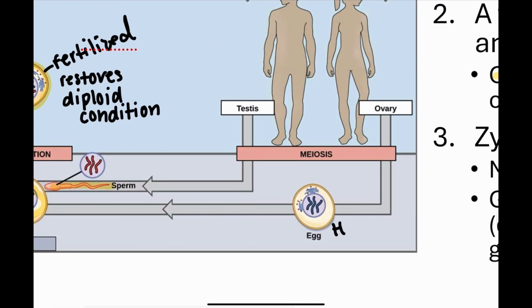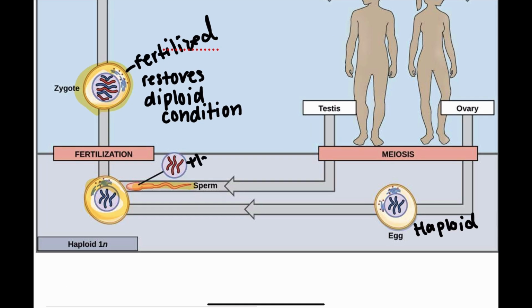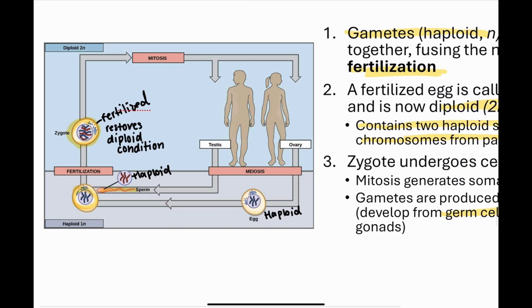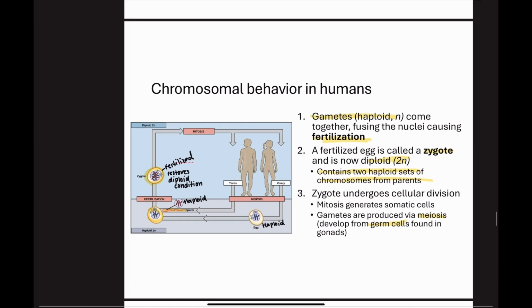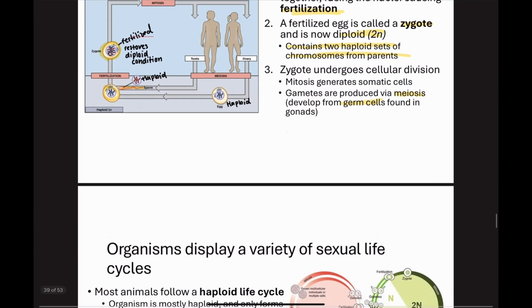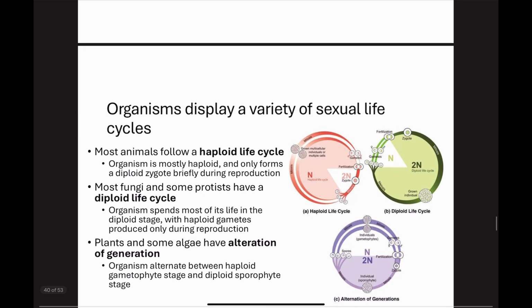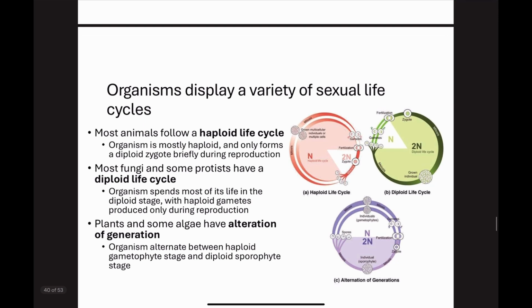Remember, this was haploid, and the sperm was haploid. And when they came together, it became a diploid. So our organisms have a variety of sexual life cycles.